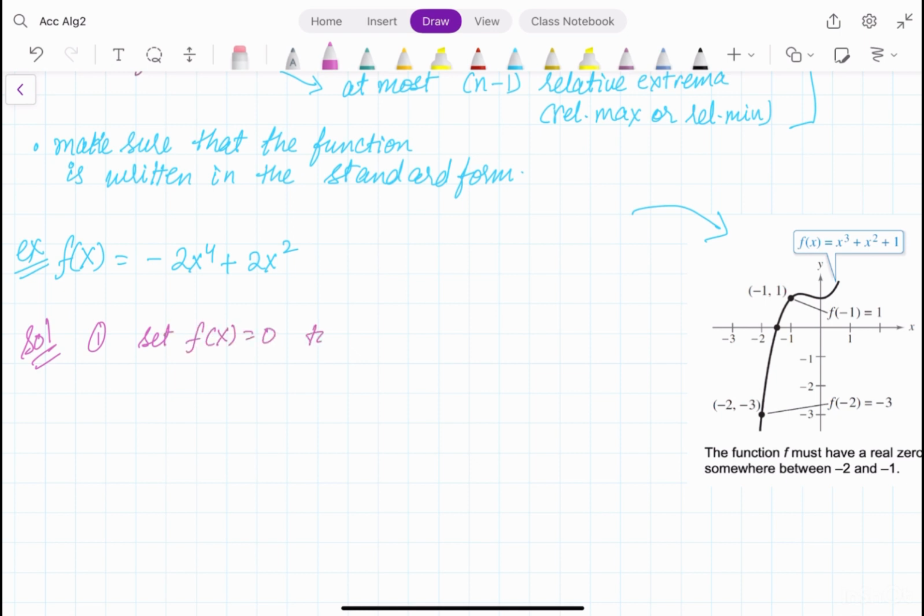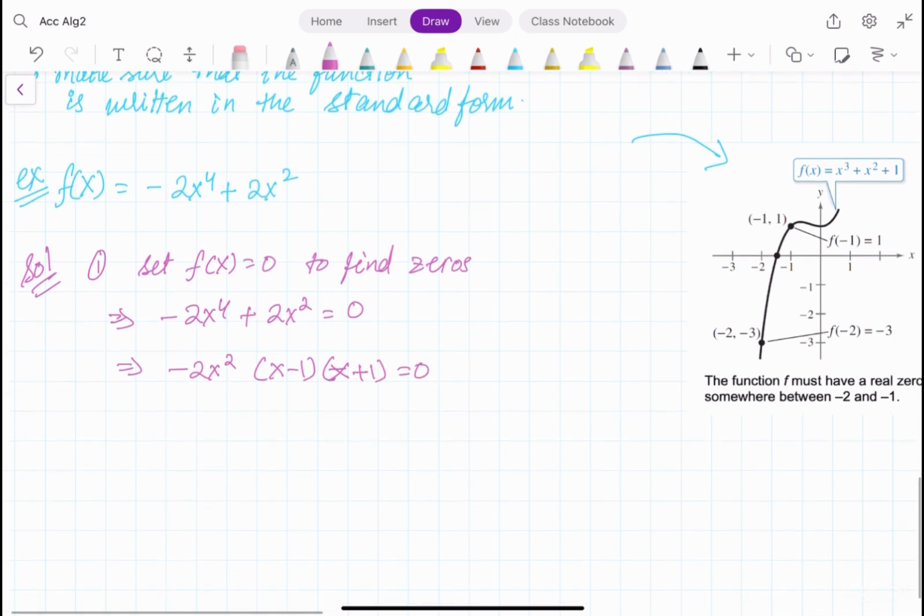So to find the zeros, we need to set f of x equal to 0, right? So let's set it equal to 0. Negative 2x to the power of 4 plus 2x to the power of 2 is equal to 0. Factor out negative 2x squared. We are left with x minus 1 and x plus 1, because it will be x squared minus 1, which is nothing but x plus 1 and x minus 1.